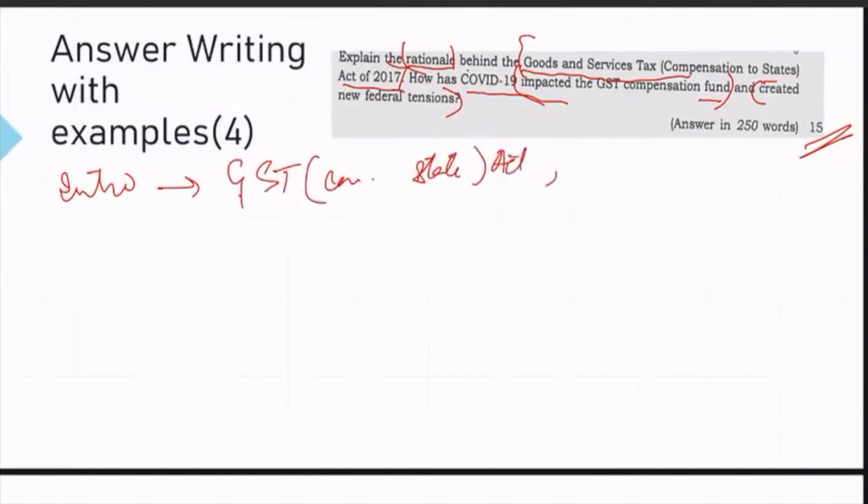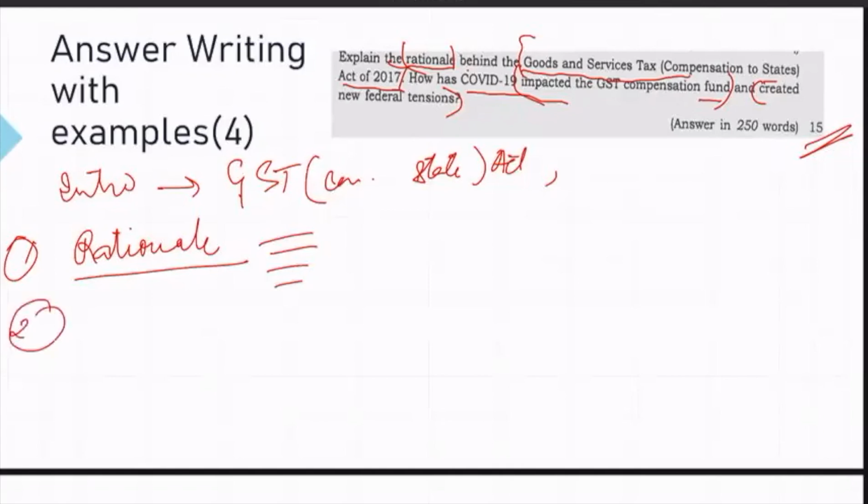This is one way. And in the first heading would be the rationale behind it. It was invented for good reasons. We'll mention the rationale. Second is the impact of COVID on the fund. You should write about the complete GST compensation fund here. That would be the second heading.